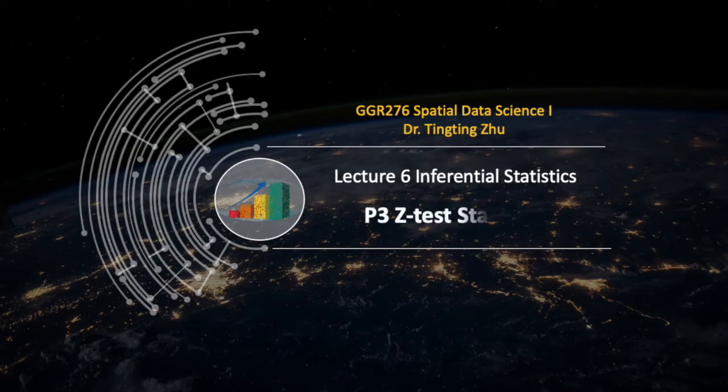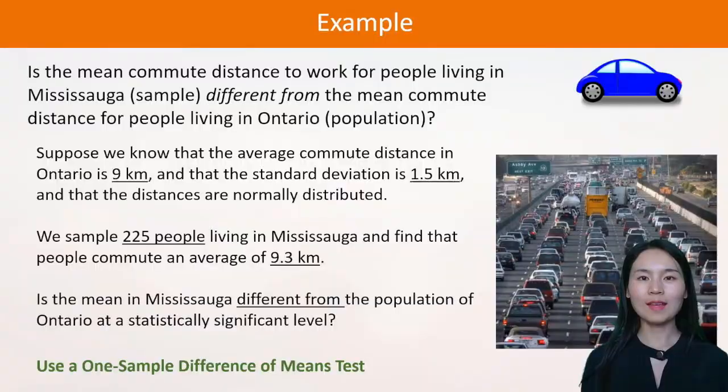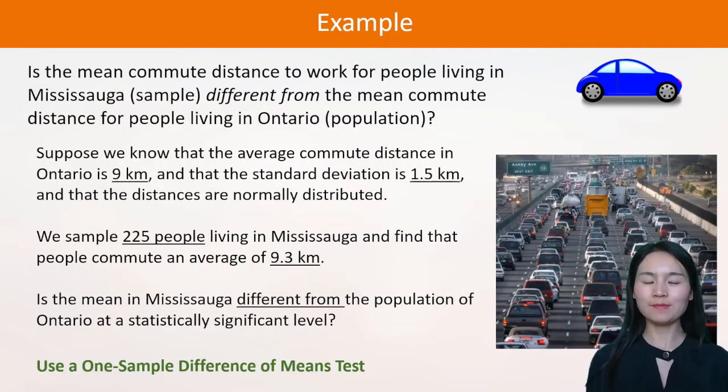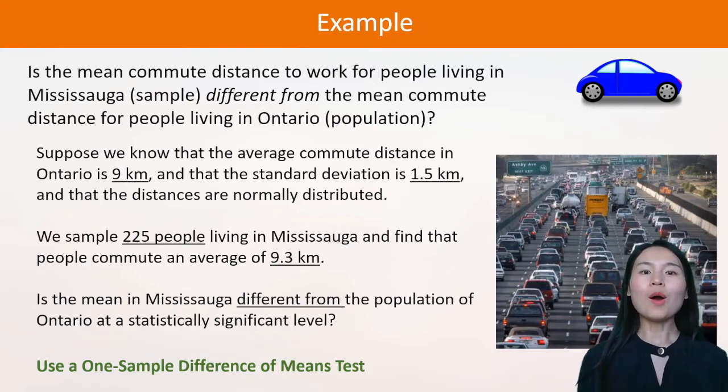Let us work on a few examples to understand what that means. First, please pause and read this question. Here, what we already know is the average commute distance in Ontario, which is 9 kilometers, and the standard deviation is 1.5 kilometers. And these are the population parameters.